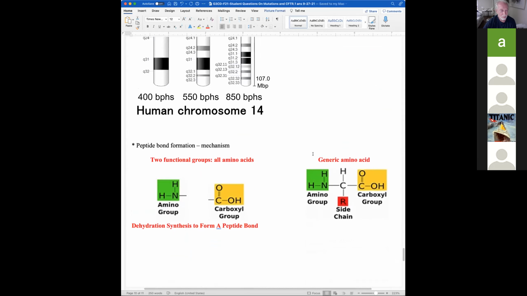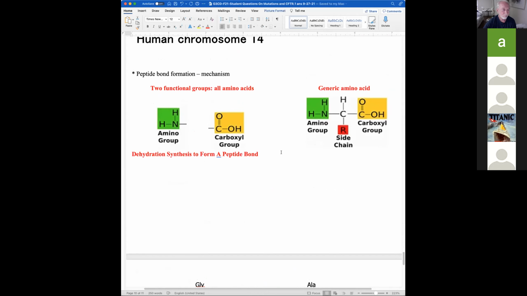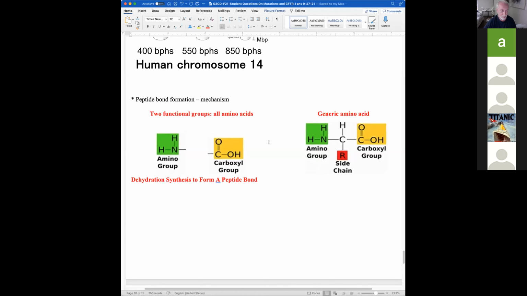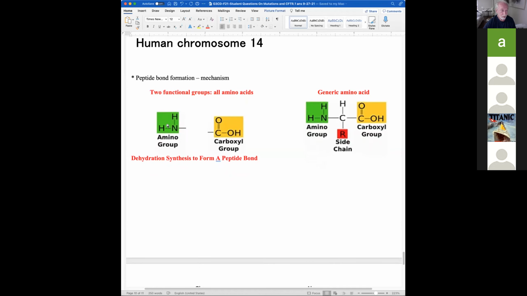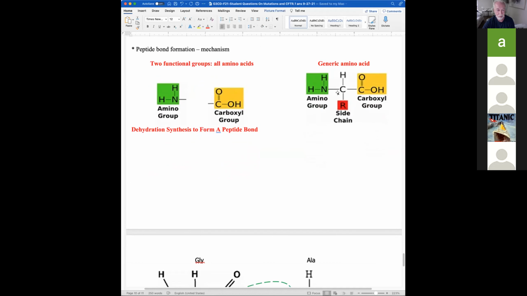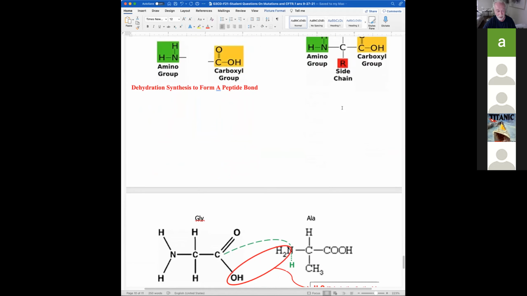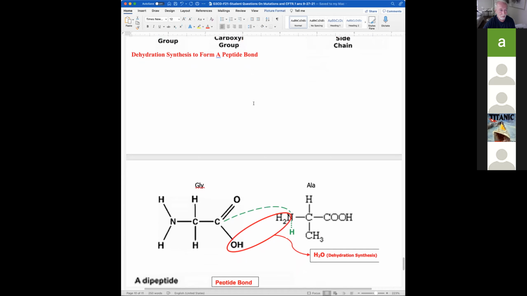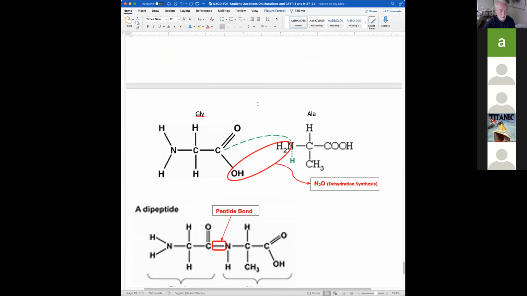And finally, there was a question about peptide bond formation. So I'll just go over it from the beginning. Every amino acid has two functional groups, an amino group, which is always NH2, and a carboxyl group, which is always C double bond O, OH. In a generic amino acid, you have the two functional groups and a side chain, which is variable, and that's what determines the 20 different amino acids. Now, to form a peptide bond, what's called dehydration synthesis occurs. Dehydration means a loss of water.